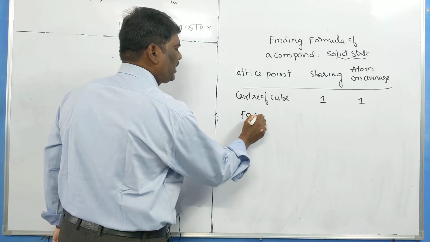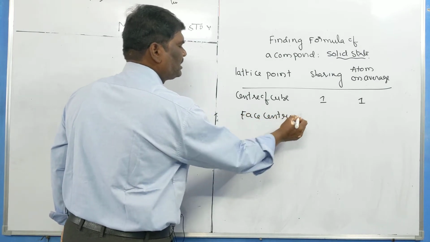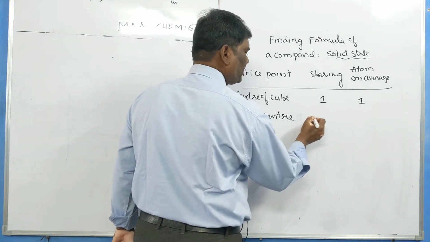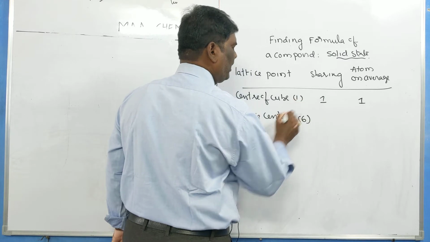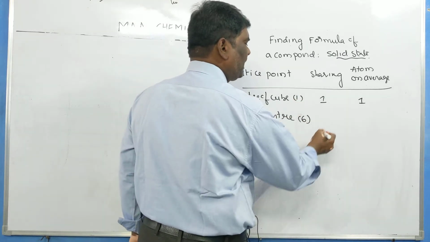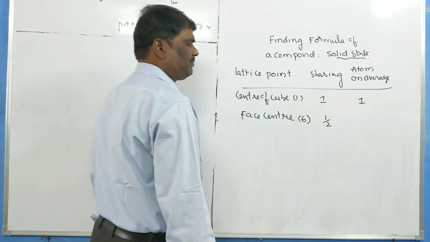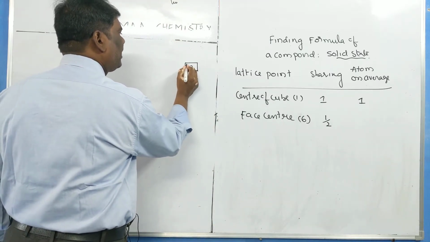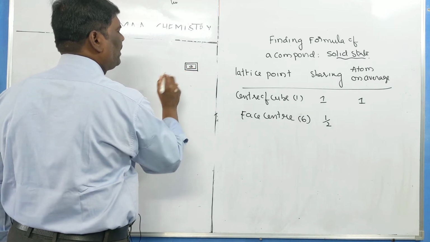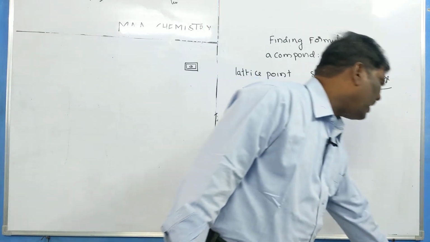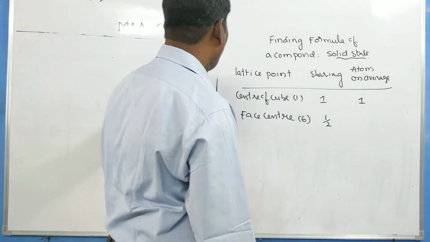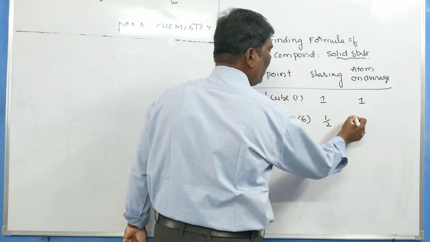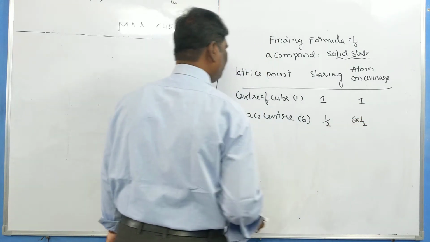Whereas face center, for a cube there are 6 faces. Each face has one center, so 6 face centers are there. And one face center is shared by 2. If we take one face like this, so here is the ion. This ion is shared by one other only. That means 2 unit cells can share one face center position. So sharing is 1 by 2. On average we have 6 into 1 by 2.